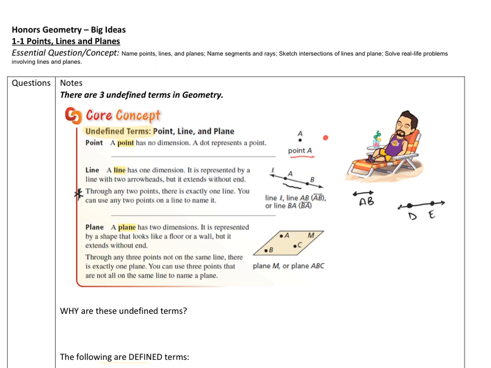And the next undefined term is a plane. A plane has 2 dimensions. So a lot of teachers typically will draw a plane that looks like this parallelogram type of shape, but it does not have to be like that. I can have something that looks like this and call this plane A. It does not have a shape to it. The only requirement is that it extends in every direction infinitely. So it's 2-dimensional right here, and it extends in each direction infinitely. So whether it looks like this or like this, it will keep going on forever.